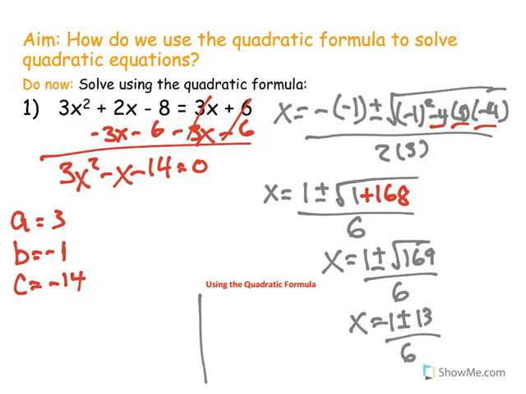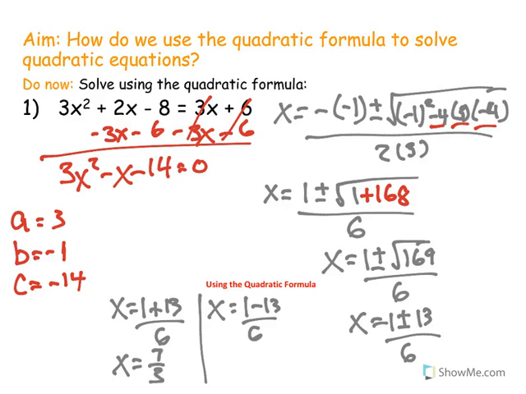So now I can split it up over here. So one of my roots is 1 plus 13 divided by 6. The other one is going to be 1 minus 13 divided by 6. So 1 plus 13 is 14. 14 divided by 6 is 14/6, which we can call 7/3. And 1 minus 13 is negative 12, divided by 6 is negative 2. So those should be my two roots.